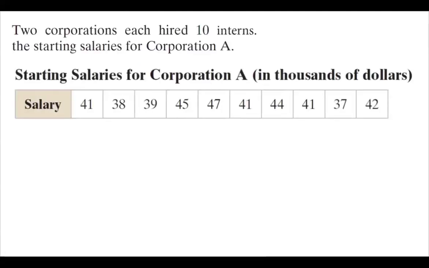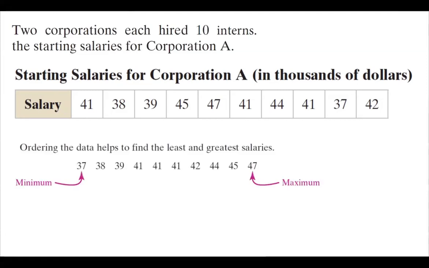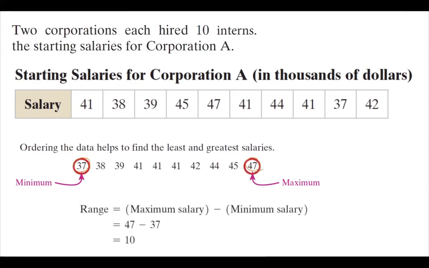For example, two corporations each hire 10 interns. Starting salary in corporation A is given below: $41,000, $38,000, $39,000, and so on. To find the range of the data, find the minimum value, find the maximum value. The minimum value is 37, the maximum value is 47. If you do the subtraction between these two values, you see the range is $10,000.